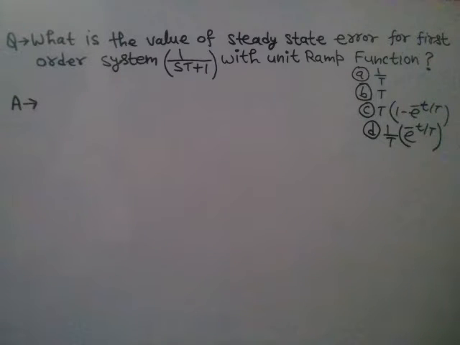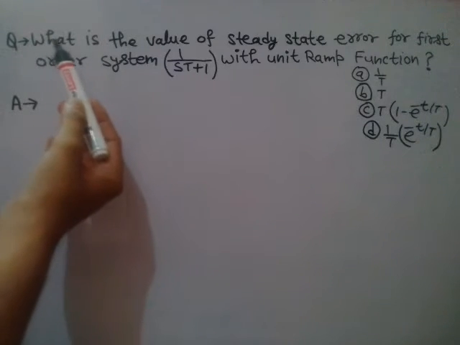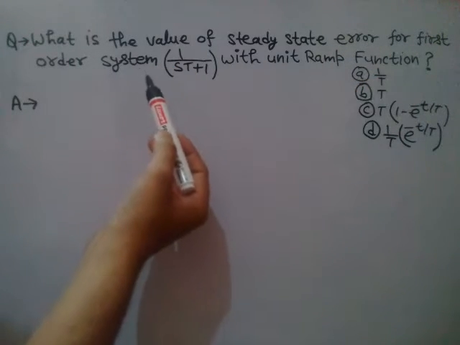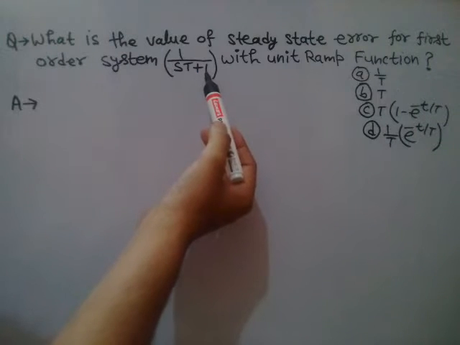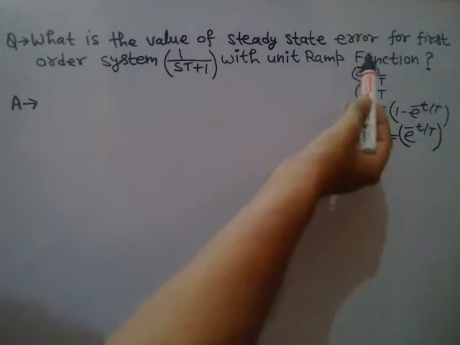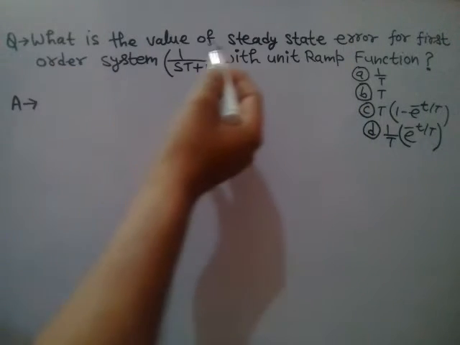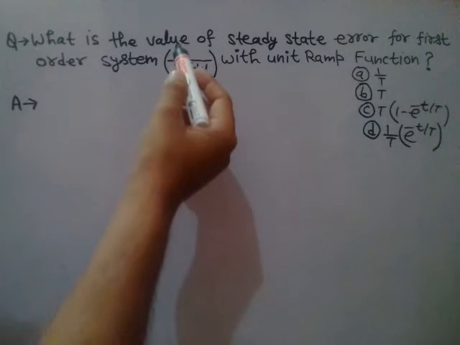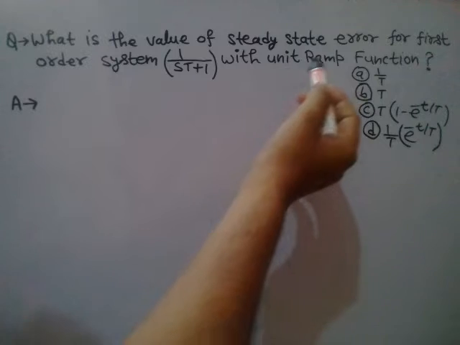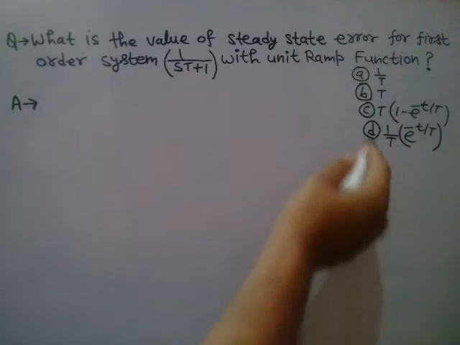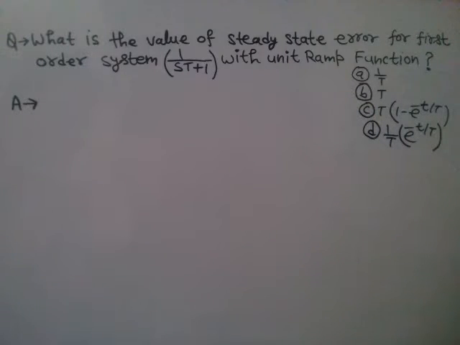This is a question which was asked in the ESE 2020 examination. The question is: what is the value of the steady state error for the first order system 1 by sT plus 1 with unit ramp function? Out of these four options A, B, C, D, only one option is correct, which we have to choose after solving this question.